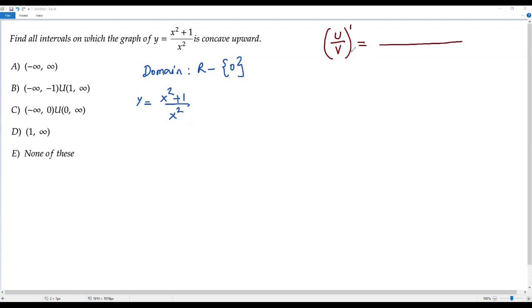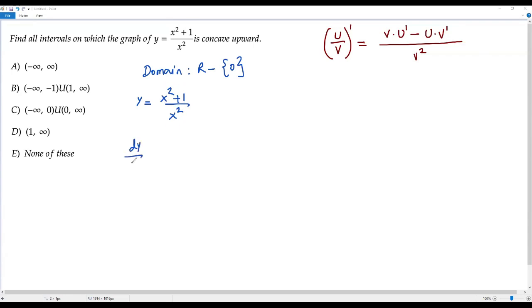The quotient rule is: the denominator v has to be squared, so the same v is taken over here. Now we get the derivative of the numerator u, that is u prime. Then we take a negative sign, take the numerator u as it is, and multiply by the derivative of the denominator v, that is v prime. So this is called the quotient rule. The same thing we have to do here: instead of u, we have x square plus 1, and instead of v, we have x square.